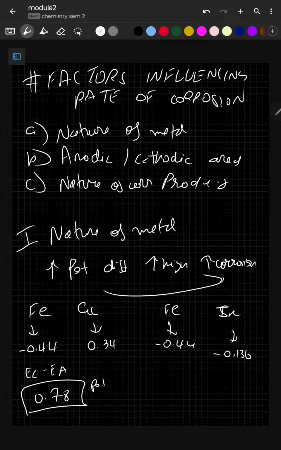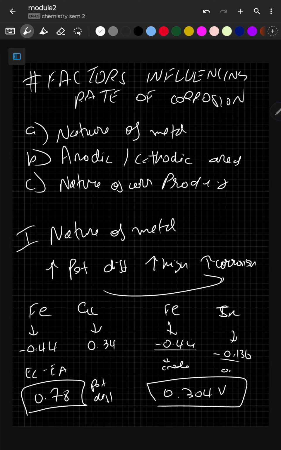That's the potential difference. Okay, here 0.44, so this is large in negative, this is going to act as the anode. This is the cathode. So 0.136 plus 0.44. This is larger in positive, so that is going to be the cathode, and this is going to be the anode. So minus 0.136 plus 0.44, that is going to be 0.304 volts. The potential difference which is larger is this one. So when we use this, the rate of corrosion is going to be high.